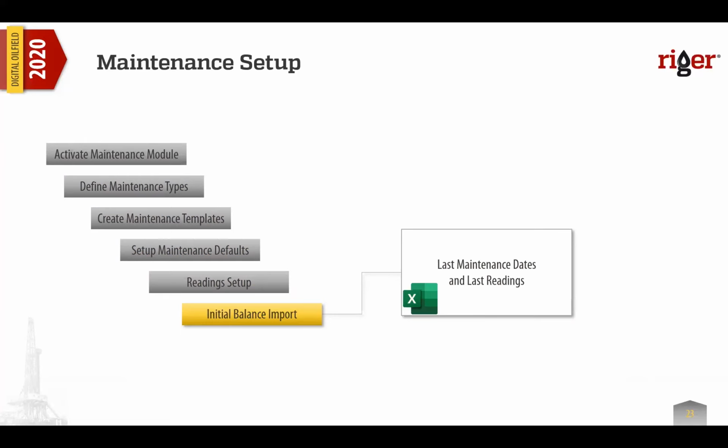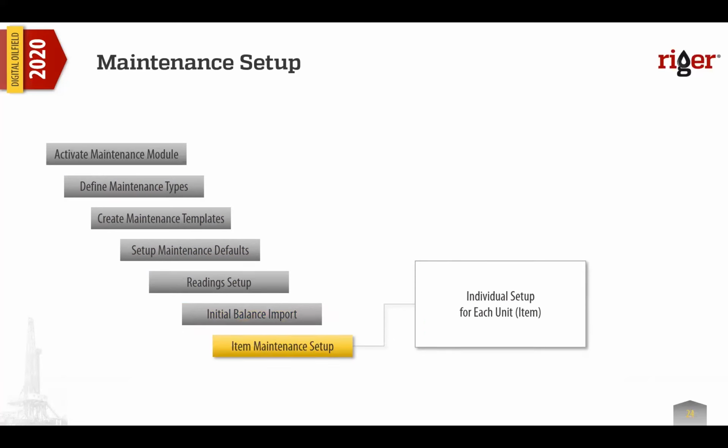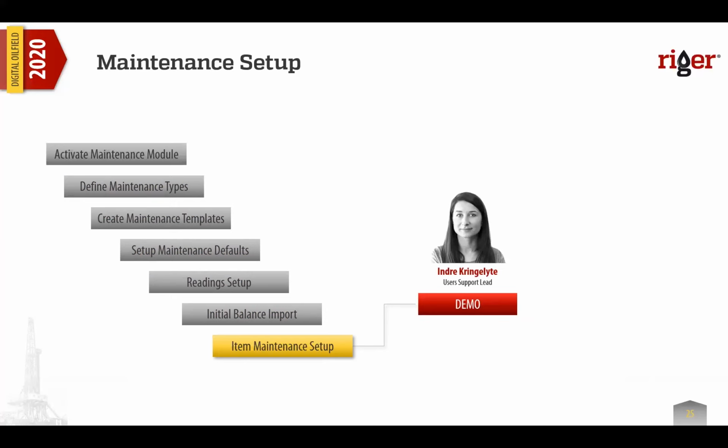And after that, because usually we implement maintenance not from the beginning, but it's an ongoing process already, we need to import the balance. The initial balance import will include the last maintenance dates and last readings for each unit. And after that, we will do the individual setup for each unit. For each unit number, we will do the maintenance. And Indra will show us in a sec how it's done in RigER.